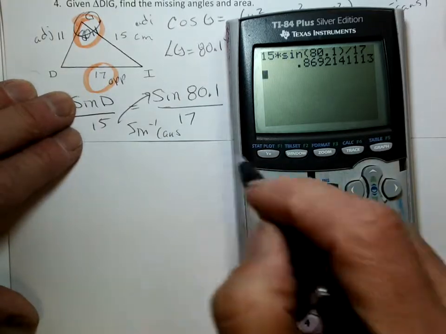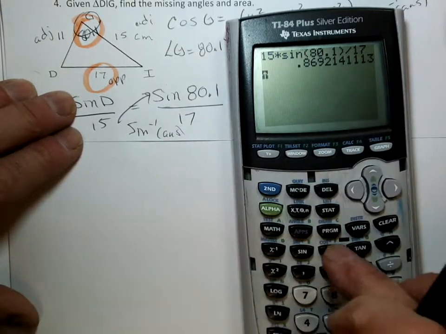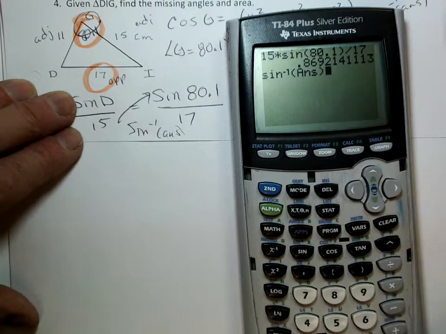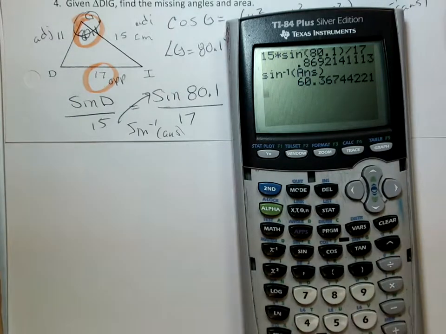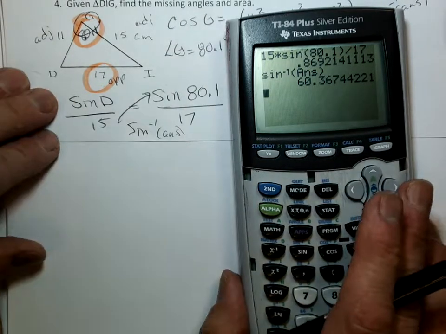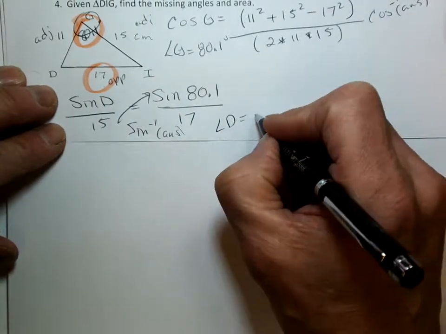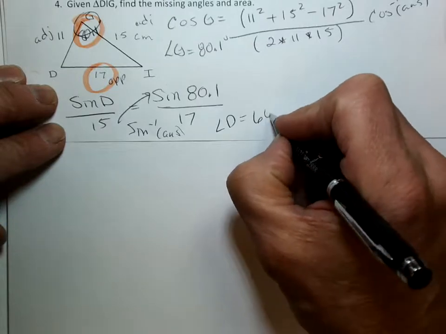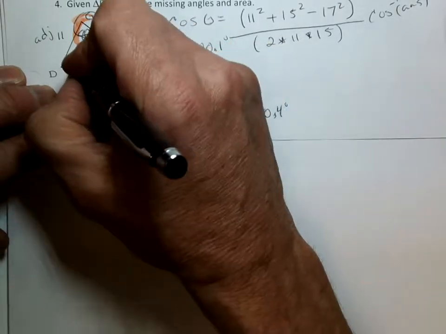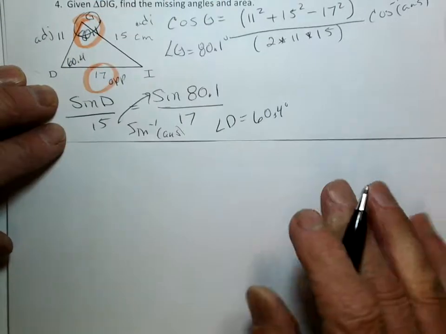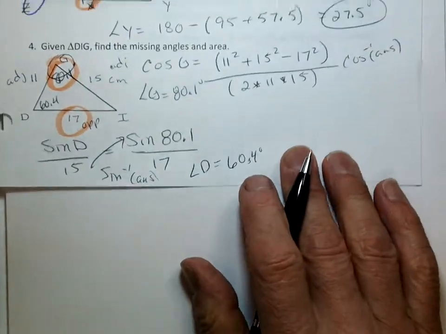I'm going to go sine inverse that answer. So I get an answer of about 60.4 degrees. So angle G, or D, sorry, my bad. Angle D is about 60.4 degrees. Okay, let me put that in there, 60.4, okay? Now, we're getting there.